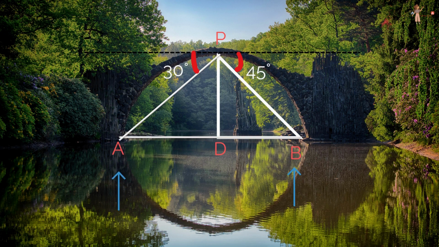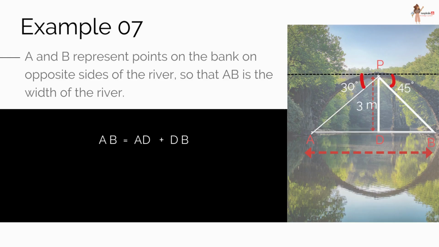Here A and B represent points on the bank on opposite sides of the river, so that AB is the width of the river. P is a point on the bridge at a height of 3 meters, that is, PD is equal to 3 meters. We are interested to determine the width of the river, which is the length of the side AB of the triangle APB. Now, AB is equal to AD plus DB.